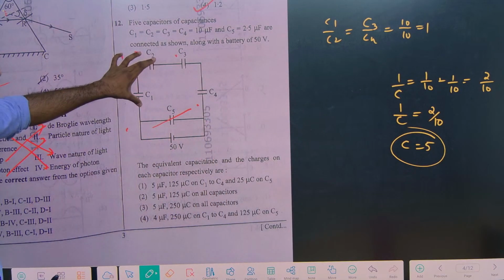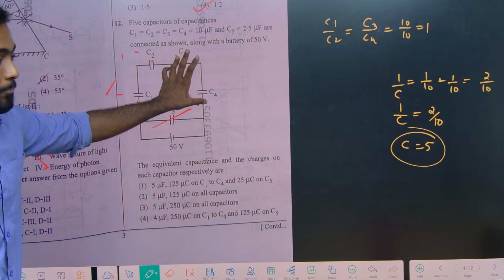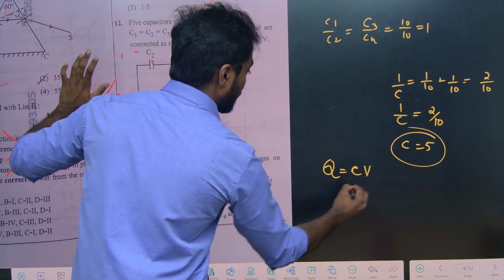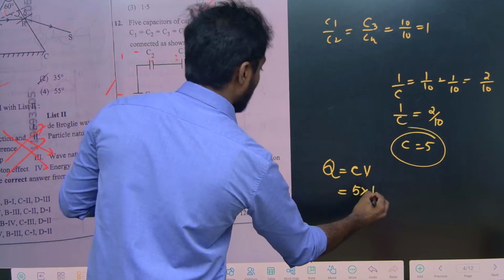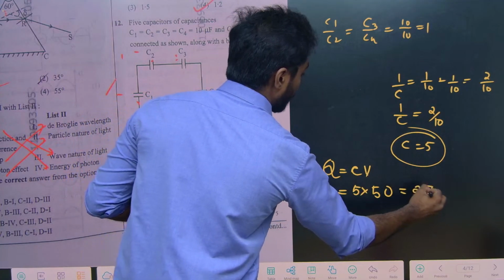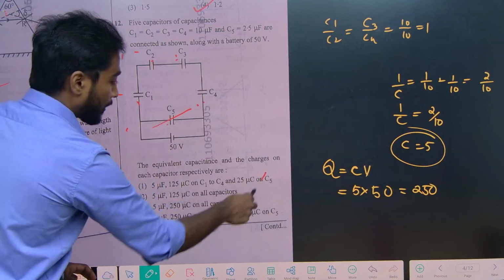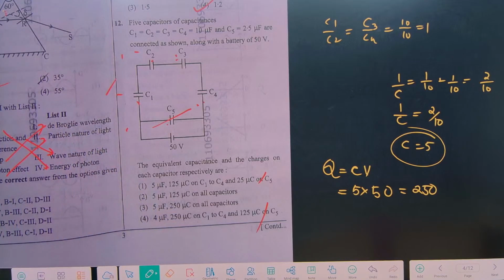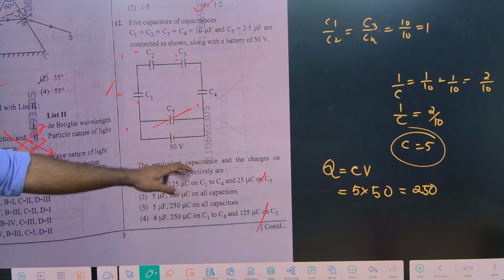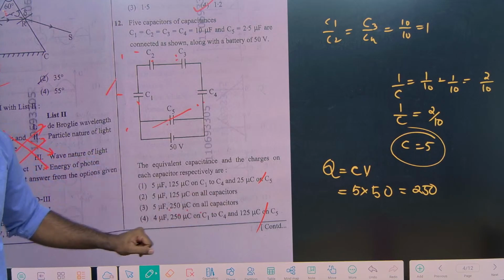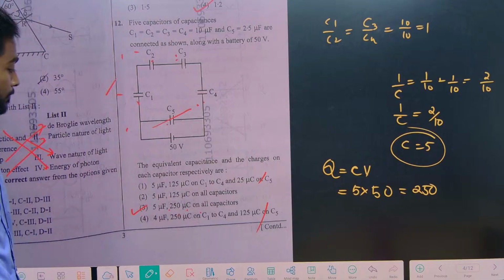Both connections are the same, which means Q equals CV, that is 5 into 50, 250. There is no C5 charge here, so options 1 and 4 I can eliminate easily. So 5 microfarad, and 250 microcoulomb on all capacitors. So option 3.